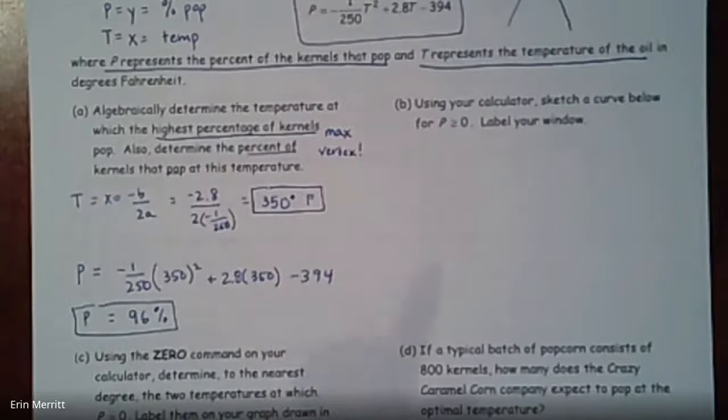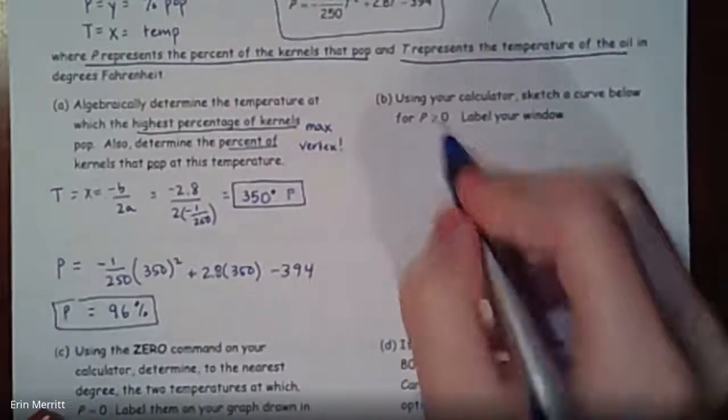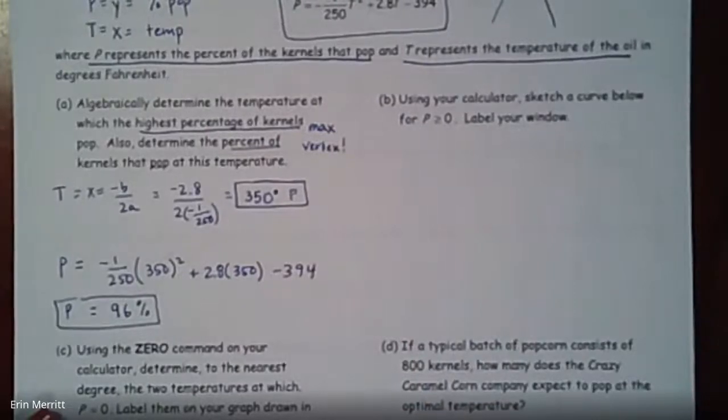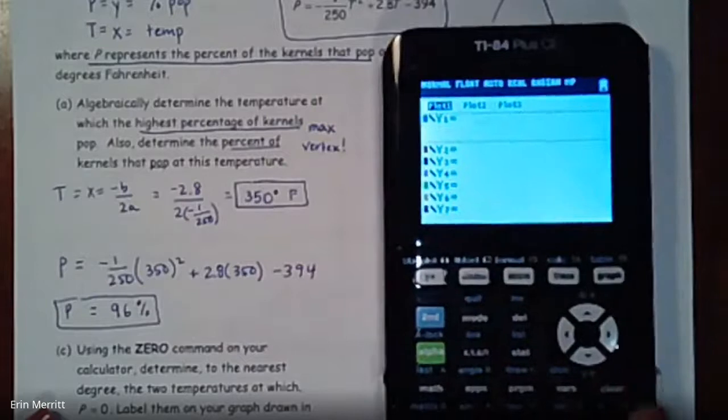All right. Part B, it says use the calculator and sketch the curve for when P is greater than or equal to 0, which makes sense. We don't want to see percentages under 0. That doesn't even contextually make sense. So I'm going to type this in, -1 over 250 times x squared, plus 2.8x, and then minus 394.